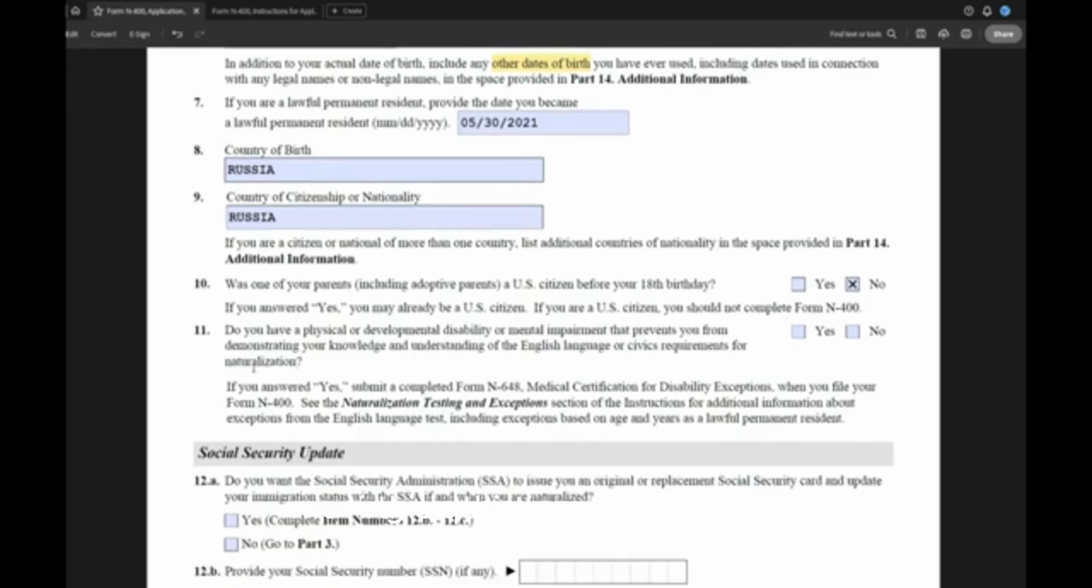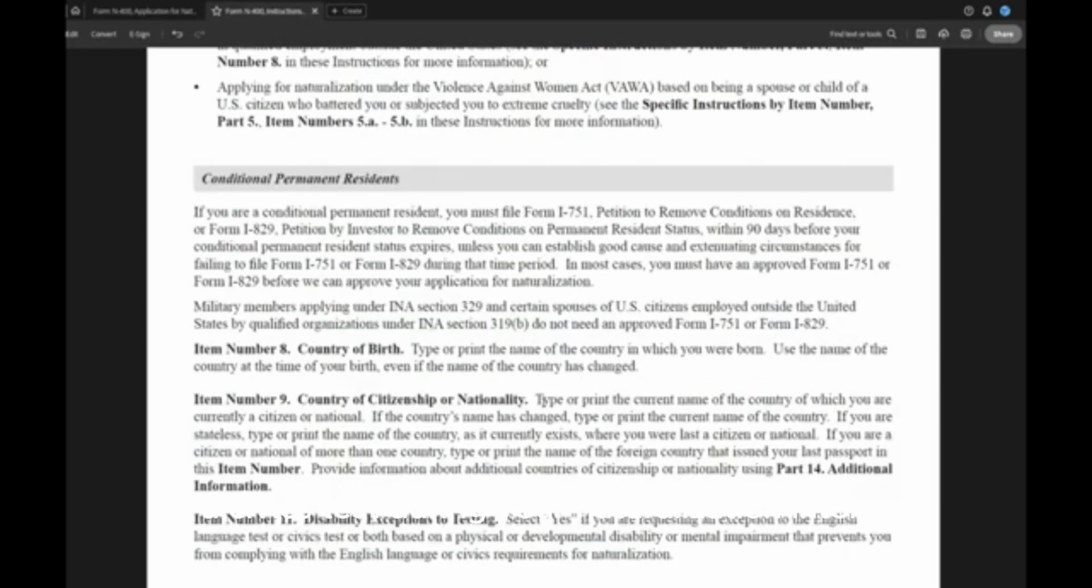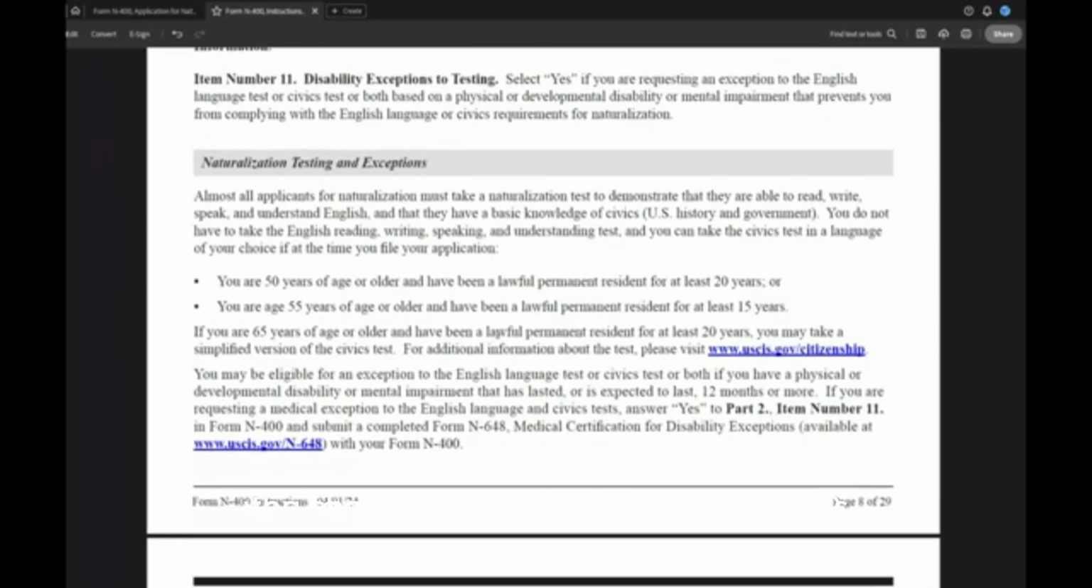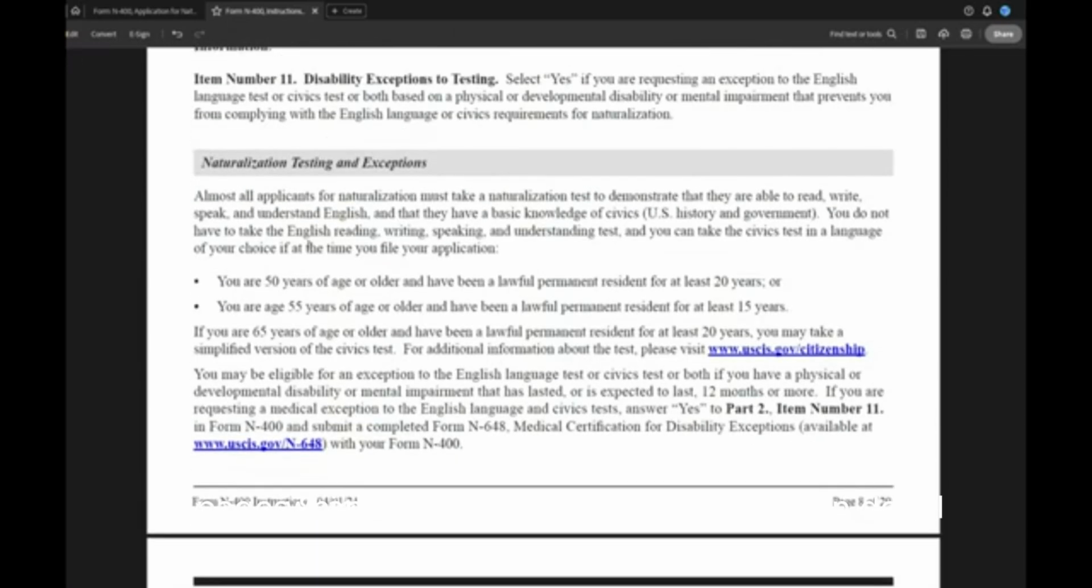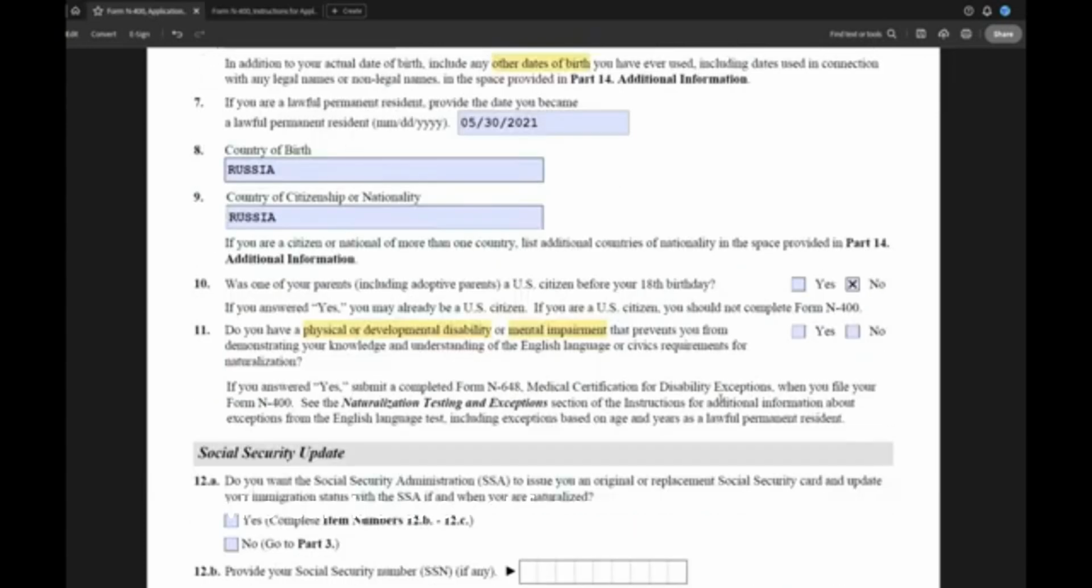Moving on. This question asks you if you have a physical or developmental disability or a mental impairment that might prevent you from doing the English language test or a civics test during your naturalization interview. You should review the form instructions on pages 8 and 9, which talk a little bit more in detail about who can be exempt from doing a civics test or an English language test and what will qualify you to do that, and when you would be eligible to fill out the form N-648.